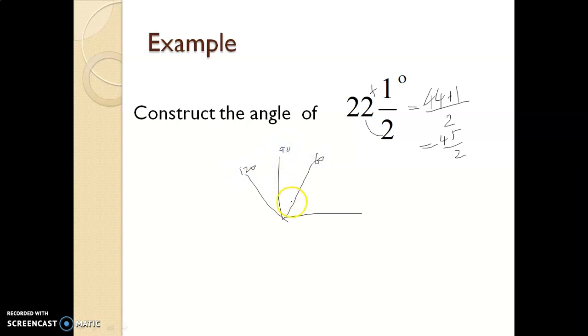Then after that, bisect 90. That is, we have to bisect these two points. Like that. And that gives 45 degree, because it is half of 90 degree. Then again we need half of 45 degree, so bisect this angle again. So this is nothing but half of 45, or 45 by 2, or 22 and a half. So let us see the solution video now.